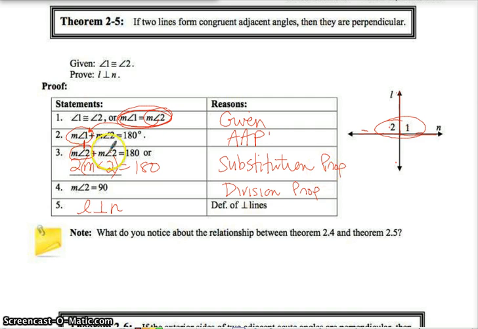If we have the same thing added to each other, that's the same as just simplifying it. Twice the measure of angle 2 equals 180. So how do we get from twice the measure of angle 2 equals 180 to just the measure of angle 2 equals 90? Well, we divided each side by 2, so that's why we have the division property. And then, if the measure of angle 2 equals 90 degrees, that goes back to our definition of perpendicular lines, and those two lines must be perpendicular because two lines that intersect to form a 90-degree angle are perpendicular. So there you have it.